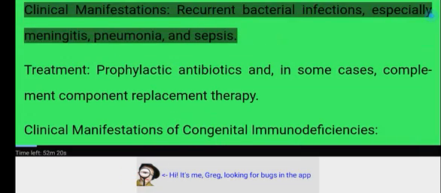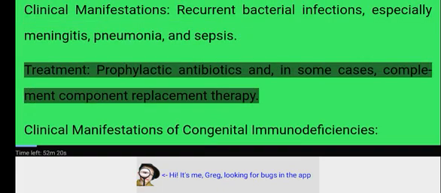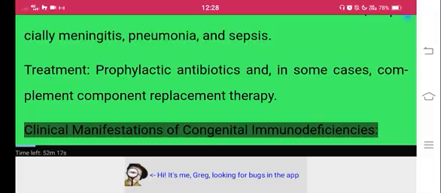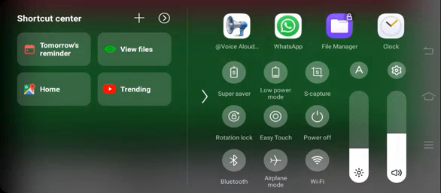Clinical manifestations: recurrent bacterial infections, especially meningitis, pneumonia, and sepsis. Treatment: prophylactic antibiotics and, in some cases, complement component replacement therapy. Clinical manifestations of congenital immunodeficiencies.